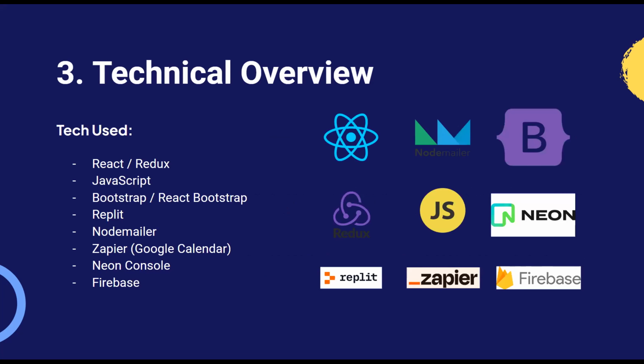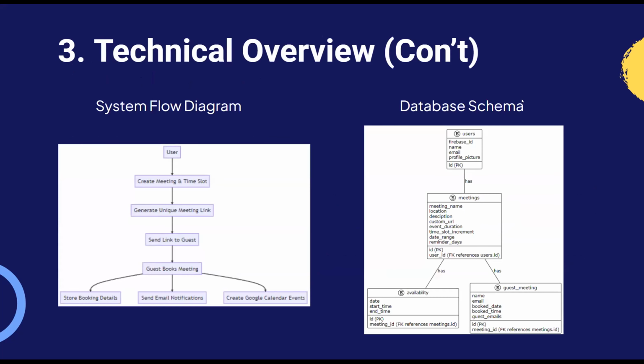Technical overview. So this is the tech stack that I use. This is what we have learned throughout the full stack development course. And then the third-party APIs that I use are NodeMailer and also Zapier. Okay, this is something new, right? And then the next is the architecture of my system.